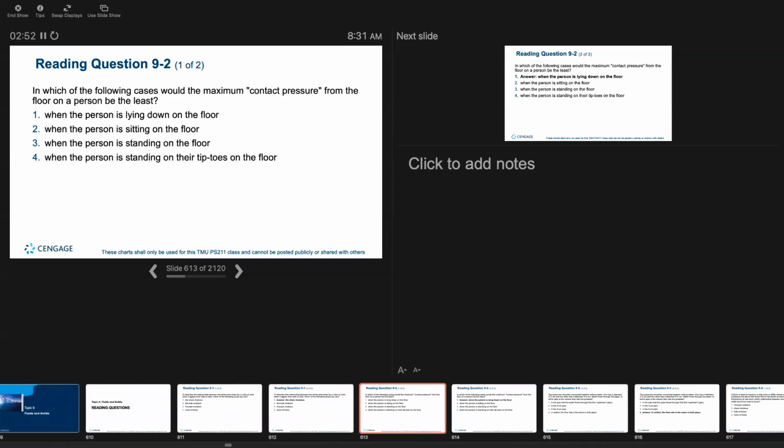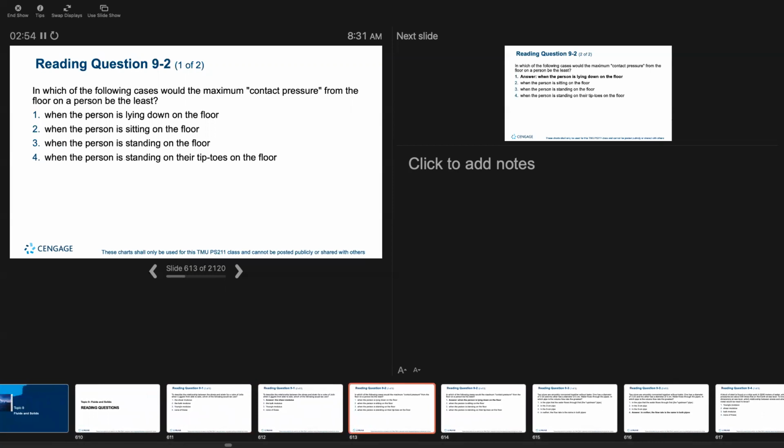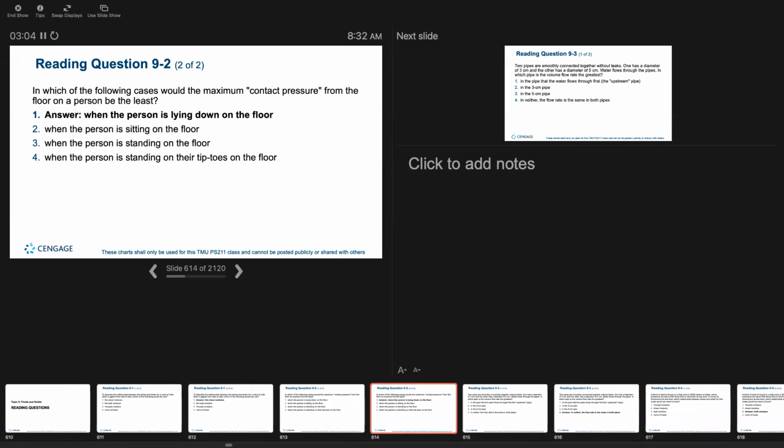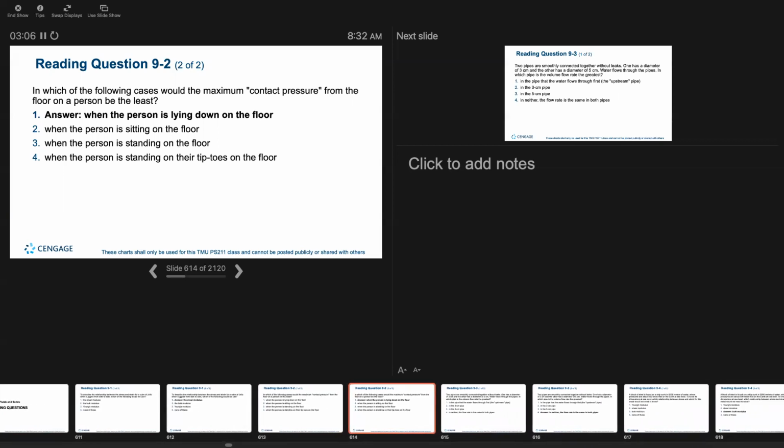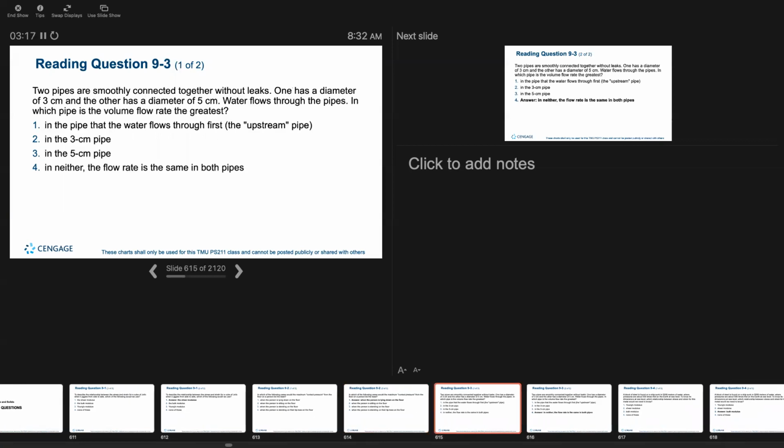And if you go through the reading, I think you'll get a chance to get some more insight into that. Which of the following cases would the maximum, quote, constant pressure from the floor on a person be the least? And so the answer is when the person is lying down on the floor. So you can think about that a little bit as where do they have a constant pressure? It's not just part of their body, but the maximum part of their body when they're lying down.